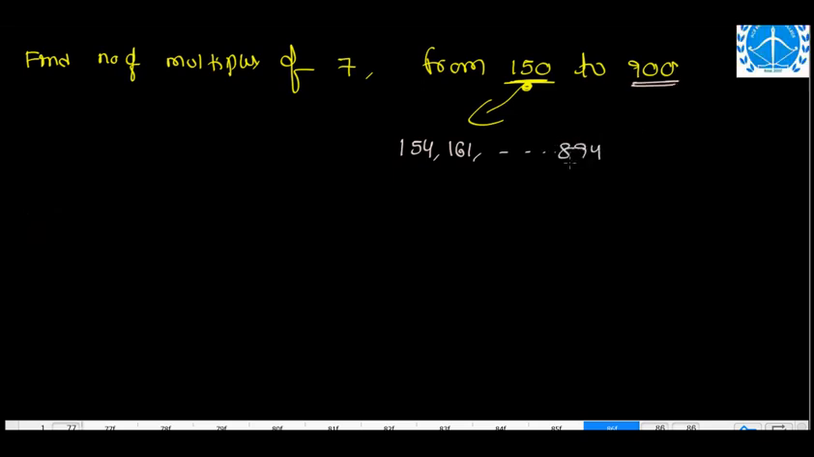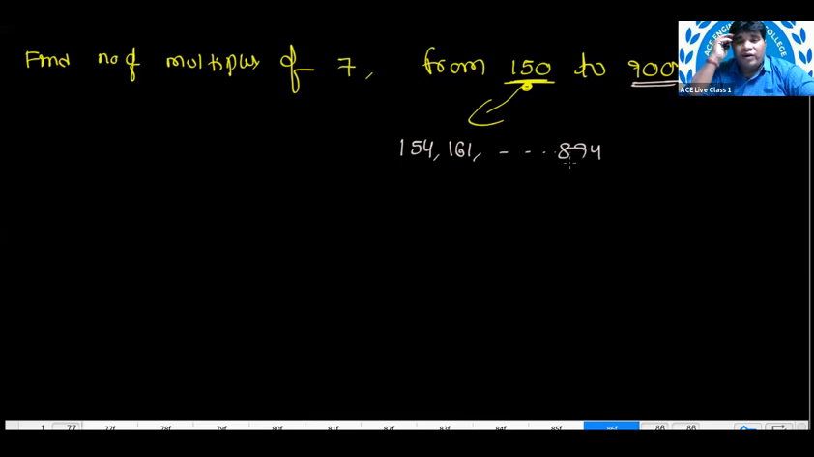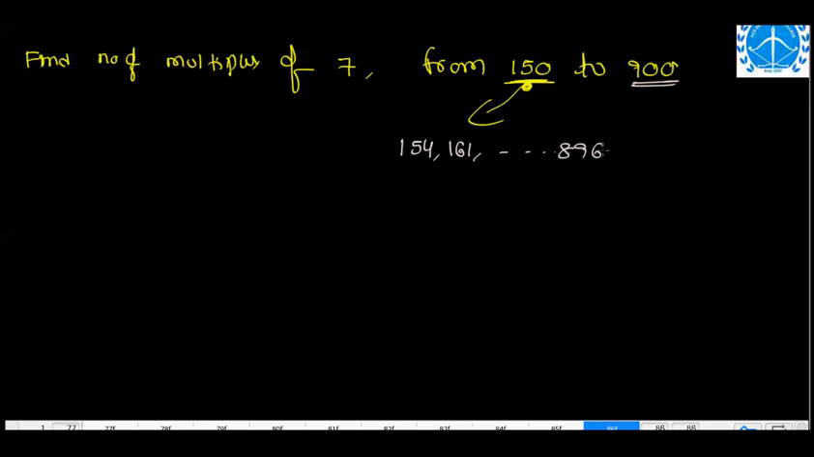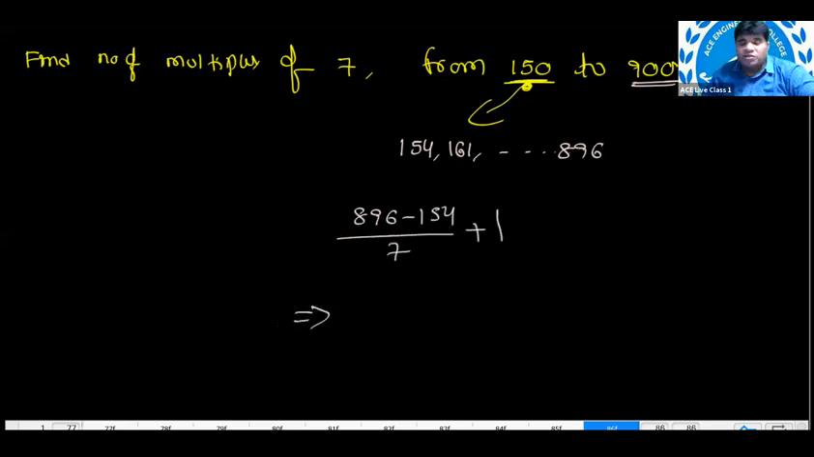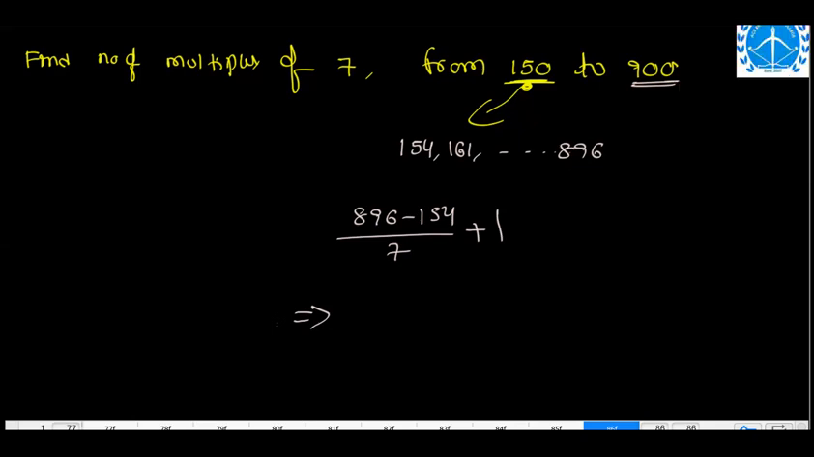894. Look now: 7 twelves are 84. 7 eights are 56. So 896. So what is the last number? 896 minus 154 upon common difference 7, plus 1. Use the calculator. Tell me the answer. 107, sir.